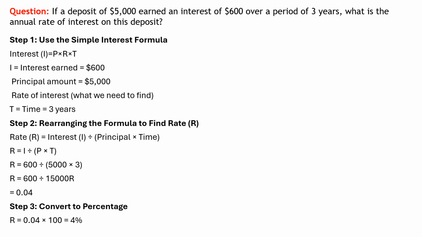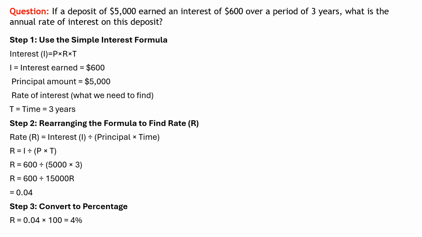Interest calculation is done by using this formula. Interest is equal to P into R into T. P is equal to principal amount, R is equal to rate of interest, T is equal to time period, I is equal to interest amount. The interest amount is given in the question, that is $600. The principal amount is also available in the question, that is $5,000. The rate of interest is not given. This is what we are supposed to find out. The time period T is also given in the question, that is 3 years.